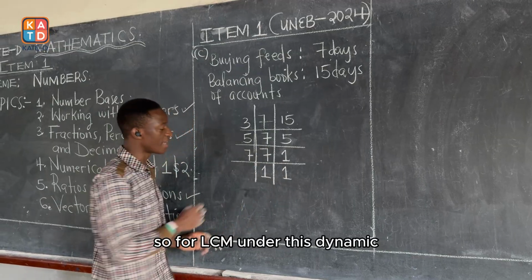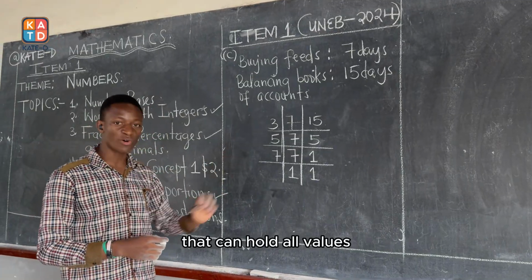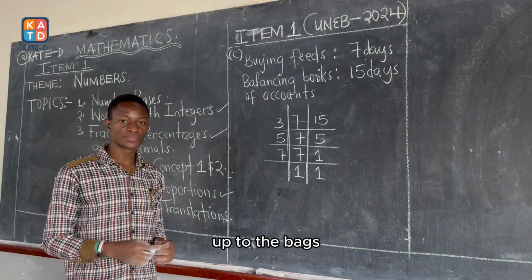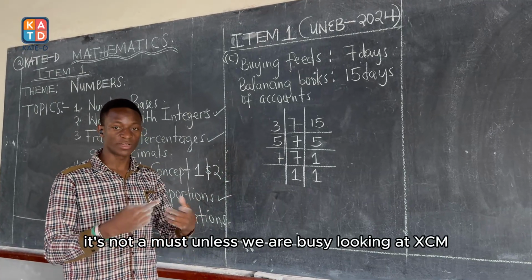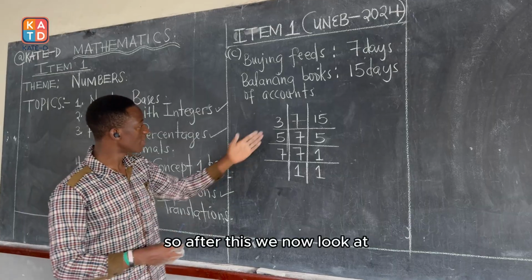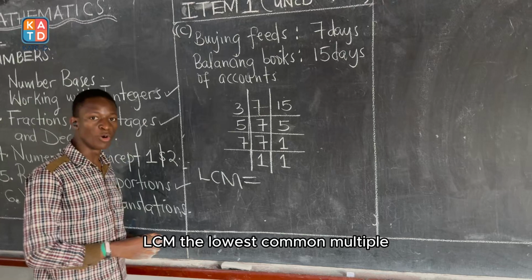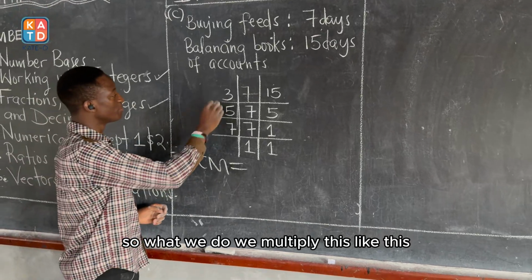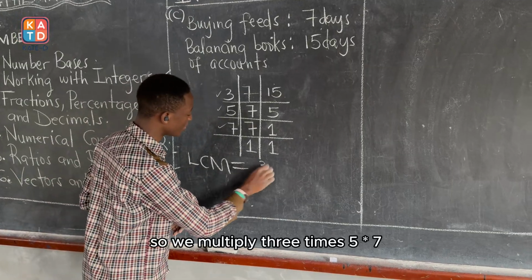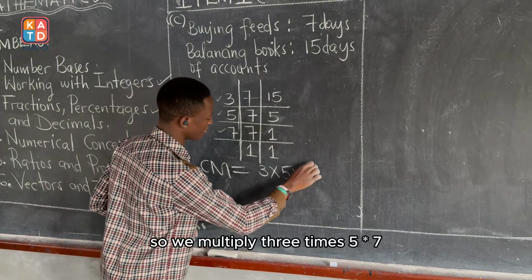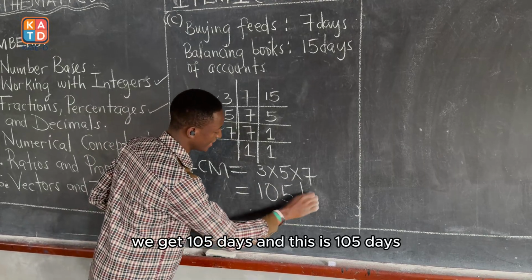So for LCM under this tabular method, we make sure that we choose prime factors that can divide all the values up to, but it can be one or both of the values. It's not a must unless we are looking at HCF. So after this, we now look at the LCM, the lowest common multiple. So what we do, we multiply this times this to get the value. So we multiply 3 times 5 times 7, we get 105 days.